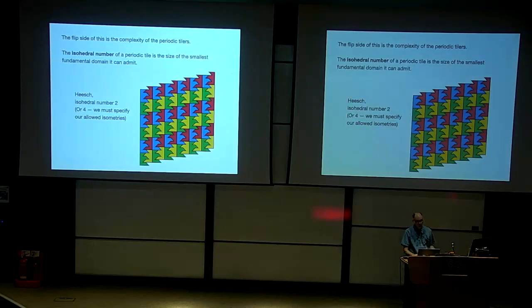Similarly, the isohedral number is the complexity of periodic tilers, and we might ask, what's the isohedral number of a given monotile, or a given set of tiles in general, but a given monotile would be the size of the smallest fundamental domain it can admit. And so again, this has 4 distinct translational. No, it doesn't. Now I'm really baffled by this. I'm not going to try. But anyway, it has some number. It has isohedral number 2 for sure. So 2 different orbits, 2 different aspects in which the tiles are in the tiling.